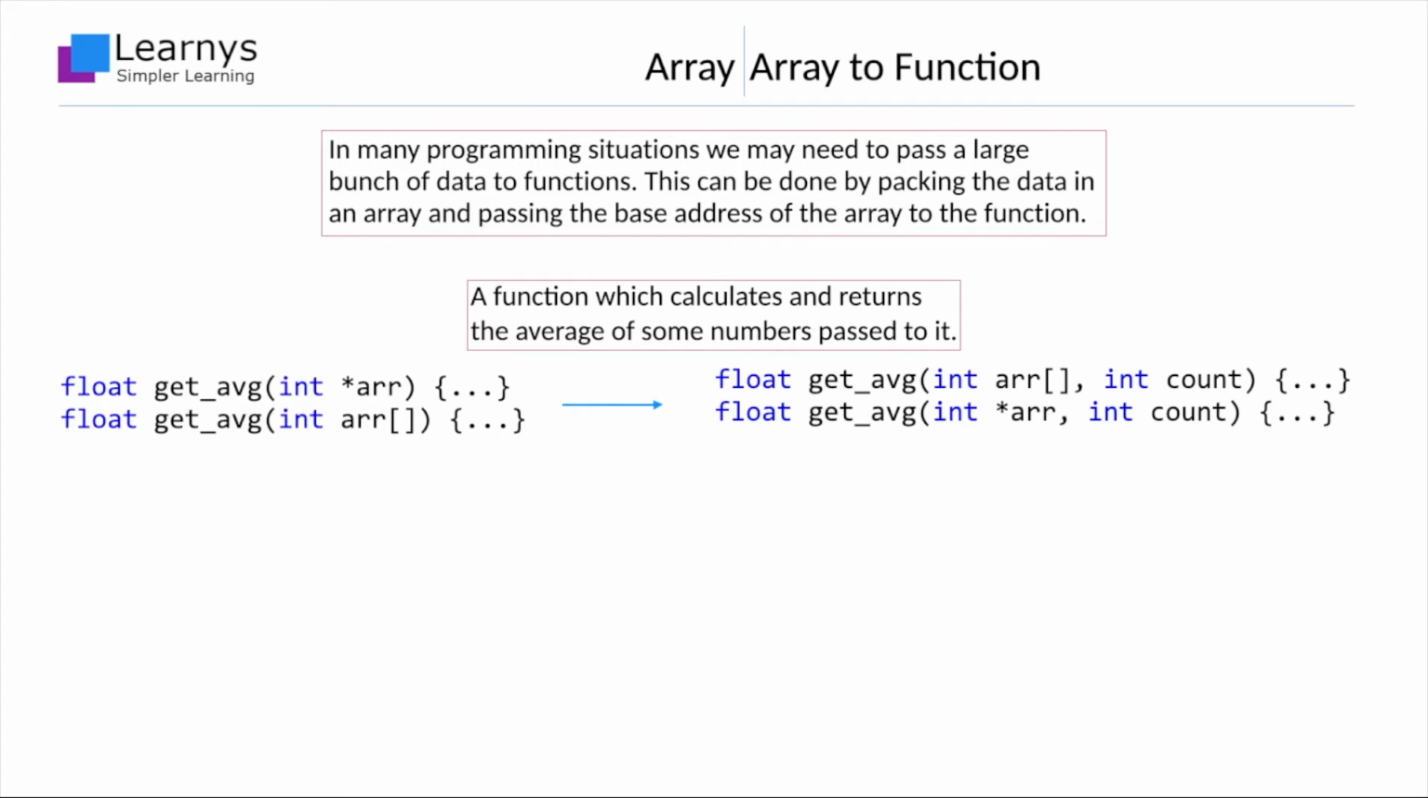This function implements the logic of calculating the average of a set of numbers. It simply iterates through the array and calculates the sum of all the numbers in the array. Note how the array subscript operator has been applied to the array base pointer to access its element.